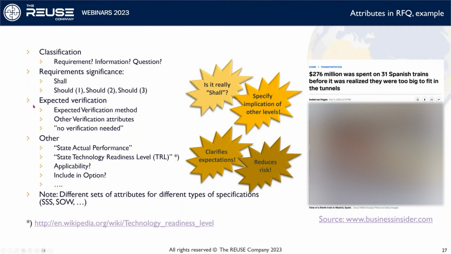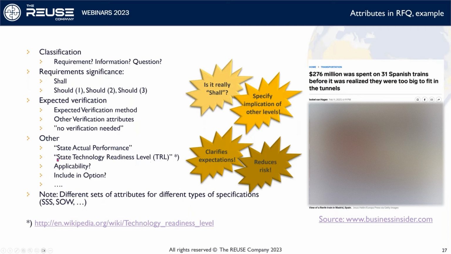You may specify your expectations when it comes to verification. This is also something that may be cost driving. The more information you can provide, the better you can clarify your expectations. There may be other things that you request explicitly for some additional information.